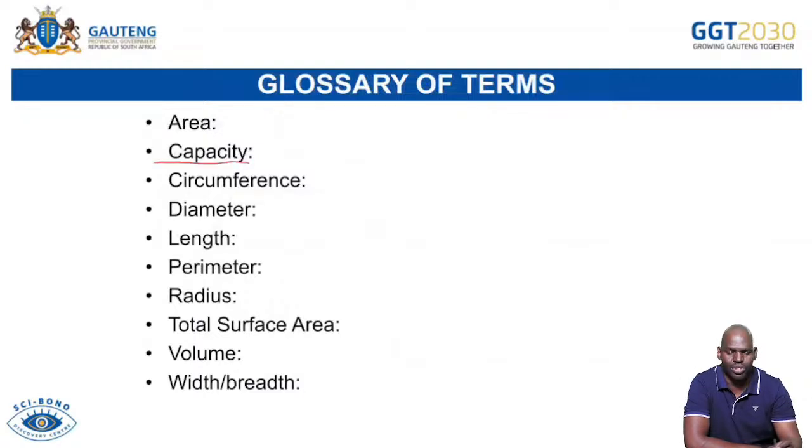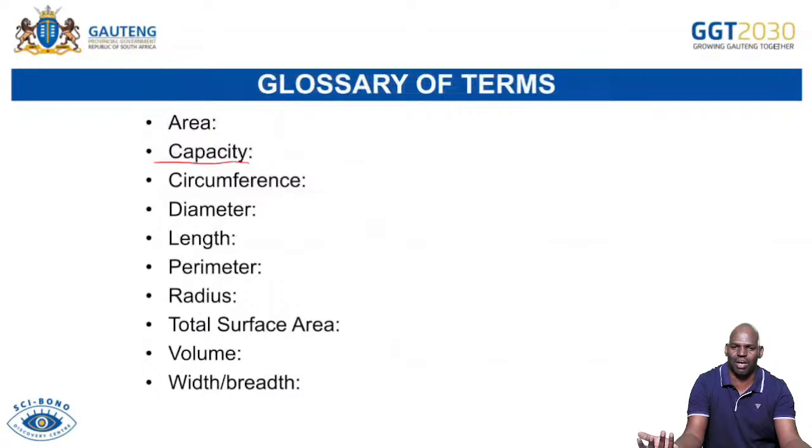And then, of course, we've got capacity. Capacity, you can simply say it's an amount of space inside a two-dimensional shape. Okay, it's amount of space inside a two-dimensional shape. That will also be acceptable.